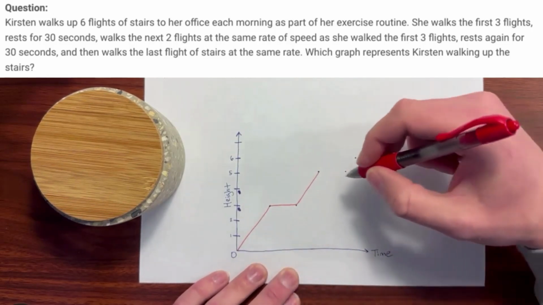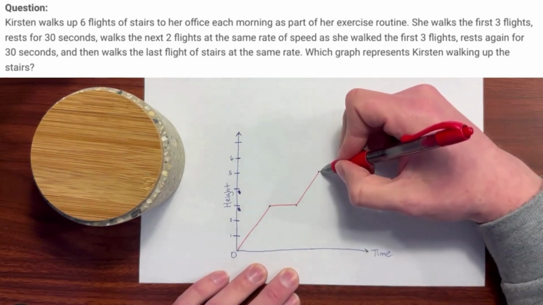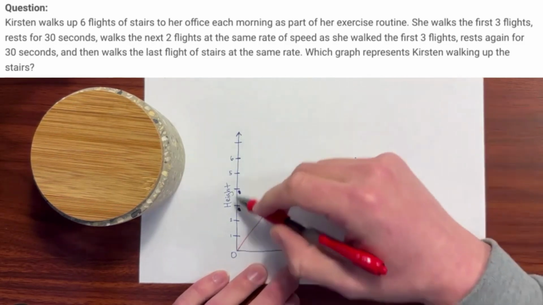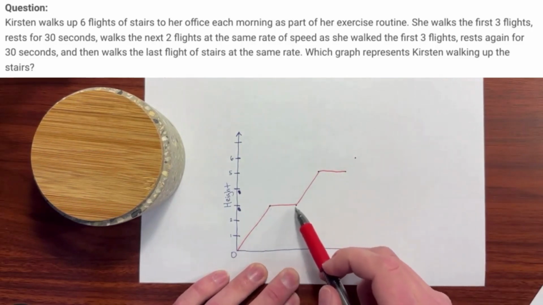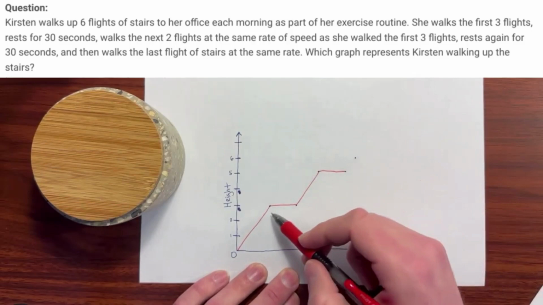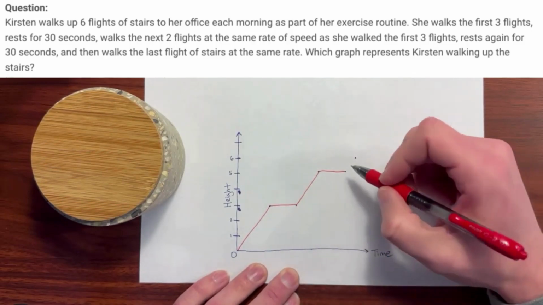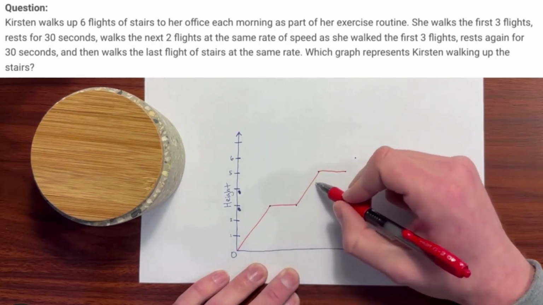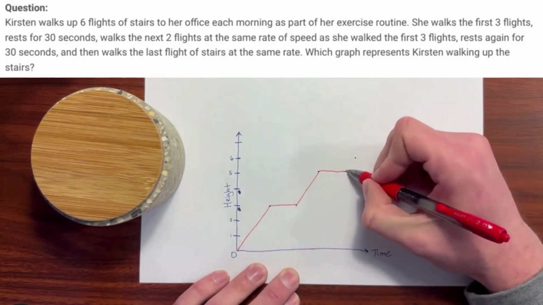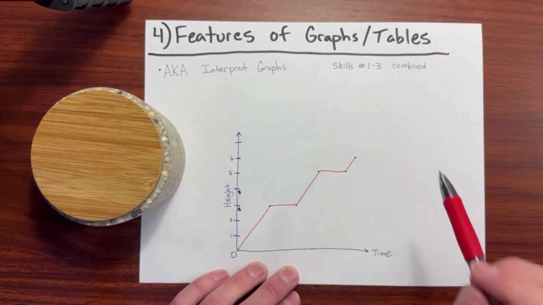Then it says she rests again for 30 seconds. So she's not moving up any flights of stairs, but time is passing. And it's 30 seconds again, so it should be the same length as her previous rest. Then we're told that she walks up the final flight at the same pace, or with the same slope, as her previous walking. And that would be your answer.